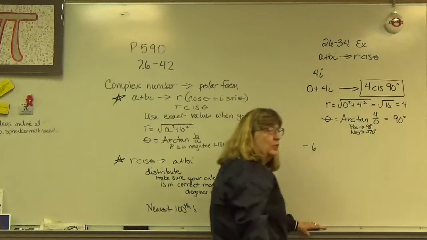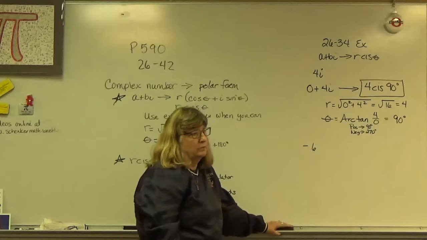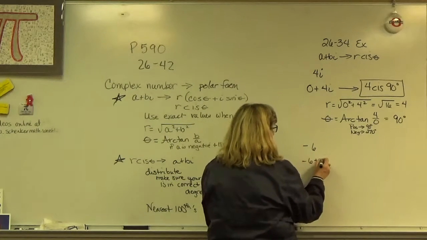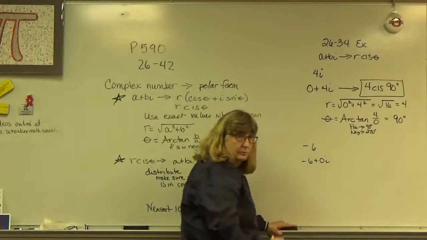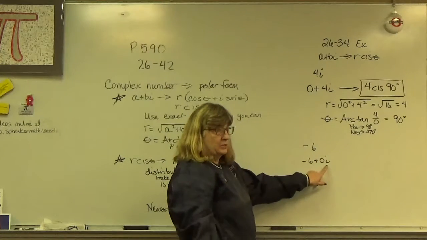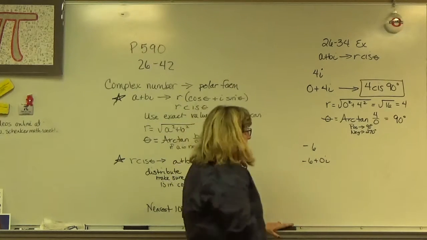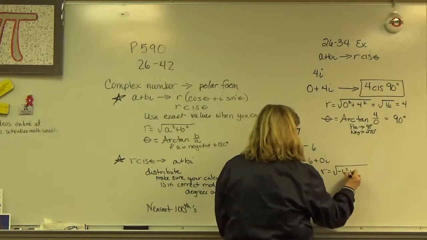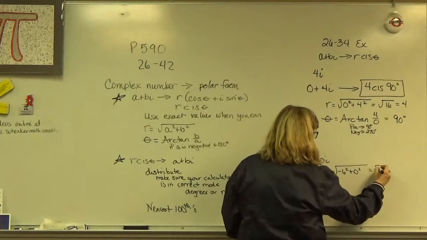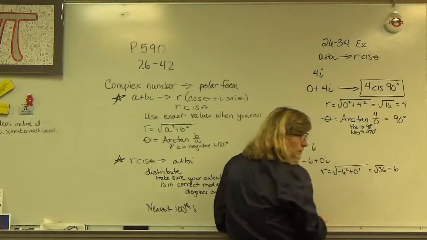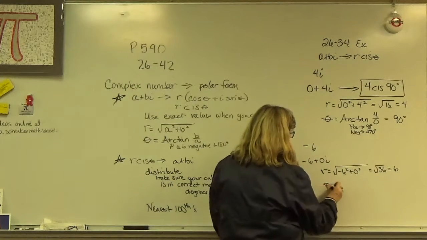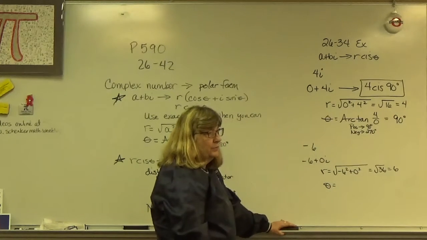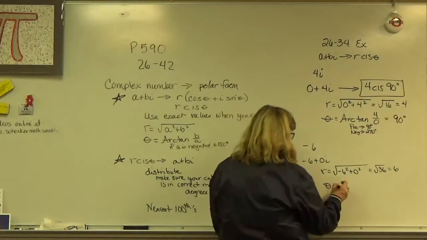I'm doing all the ones that are unusual first, and then we'll do some that have both a and b. So this will be rewritten as negative 6 plus 0i, right? Because I don't have an i term. Everybody understand that process? Okay, so r is going to equal the square root of a squared plus b squared. So that would be 6. Now what about my theta? How do we find theta? The arctangent.